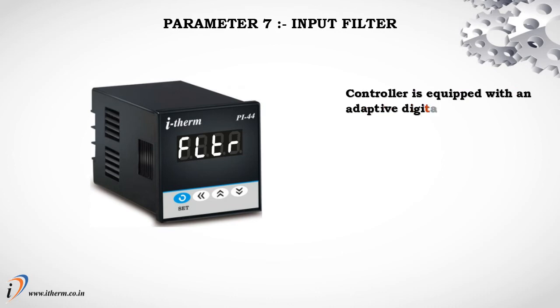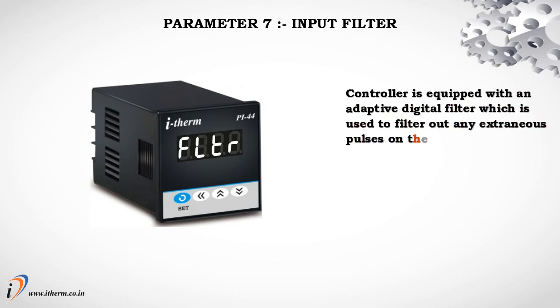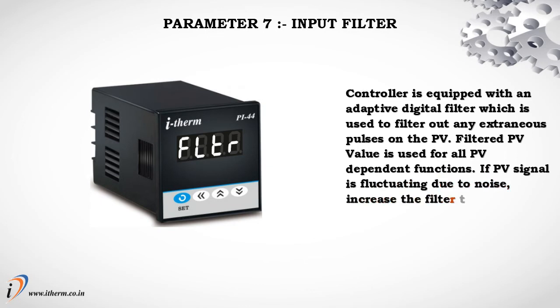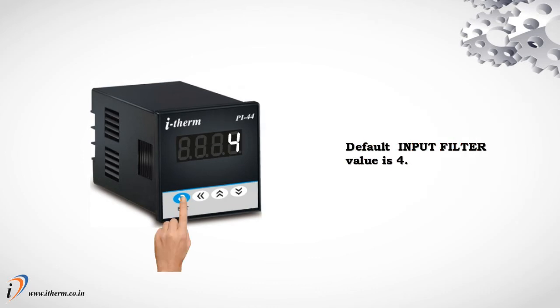Parameter 7, input filter. Controller is equipped with an adaptive digital filter, which is used to filter out any extraneous pulses on the process value. Filtered process value is used for all process value dependent functions. If process value signal is fluctuating due to noise, increase the filter time constant value. Default input filter value is 4.